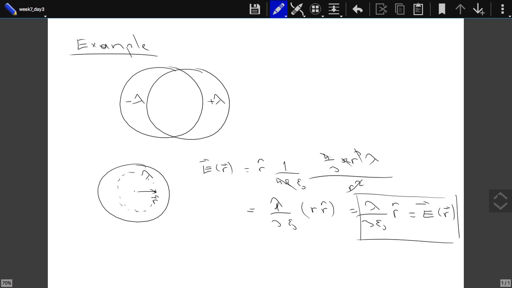Now, in this problem of overlapping spheres, we basically have, let's say, this is the center of one, this is the center of the other one. And we want to find the electric field at this point. Let's just define these vectors. This is R1 vector. Let me call this one the R2 vector.